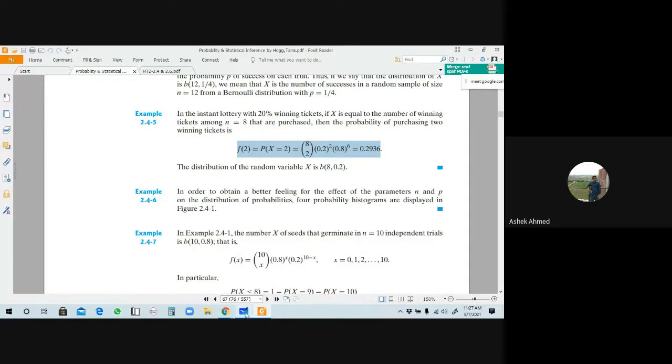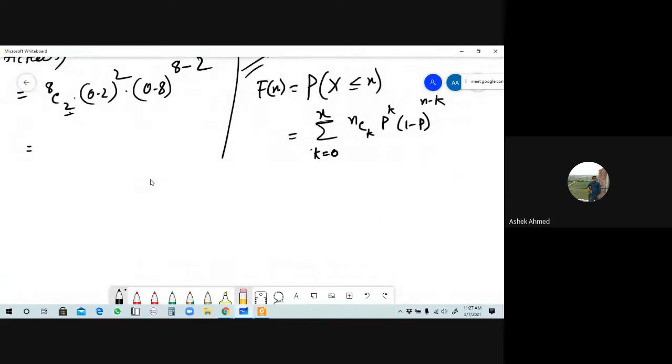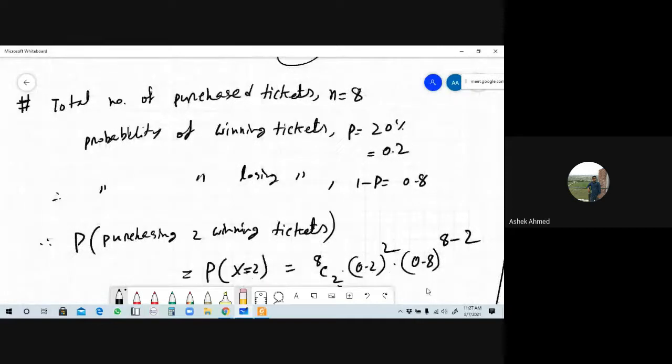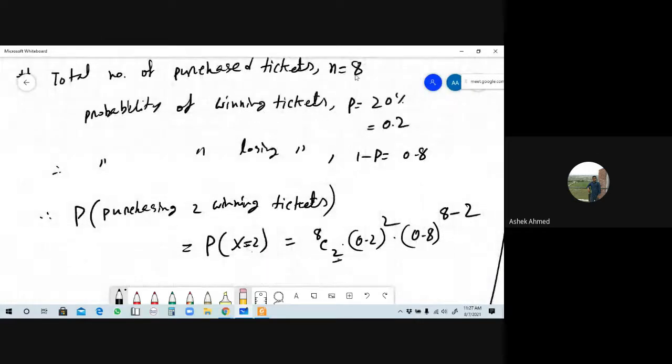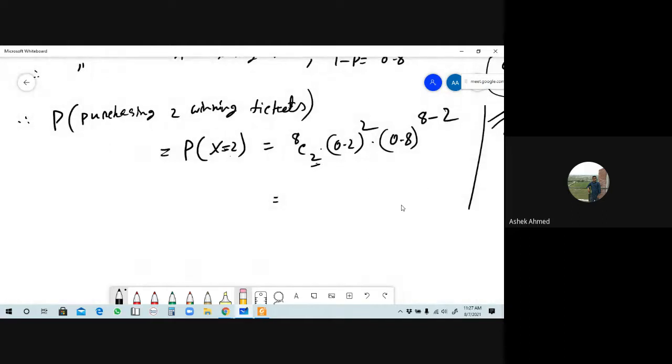Respond. For whom was this? It was the probability distribution of purchasing two winning tickets. Okay, but tell me, here it is already given the values for purchasing winning tickets: n equals 8, probability of winning tickets 0.2, losing 0.8. The probability was 0.2 for winning, 0.8 for losing. Now the problem value for purchasing winning tickets is this.